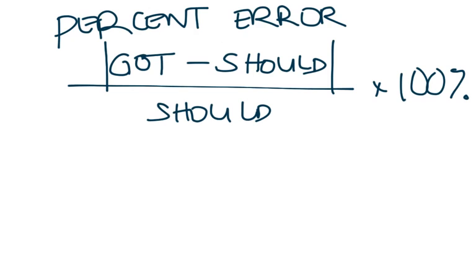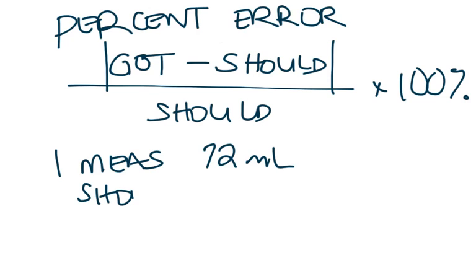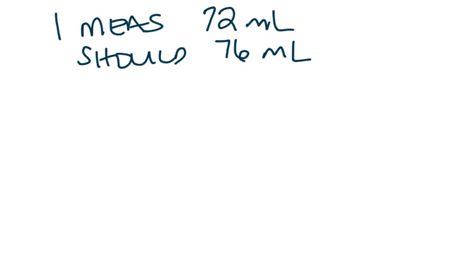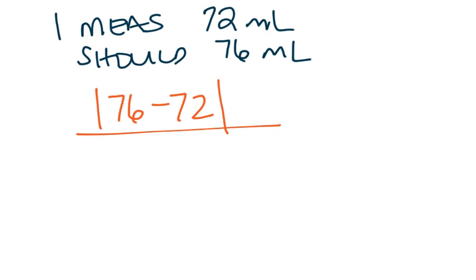So here's how this would work. Let's say I measured something and I got 72 milliliters. I should have gotten 76 milliliters, and I want to know what my percent error is. So when I plug it into my formula, I'm going to have the absolute value of 76 minus 72. Again, I can write 72 minus 76. It doesn't matter. It's big minus little because it's an absolute value. I'm going to divide that by what I should have gotten, which is 76. And then I'm going to multiply it times 100% to make it a percentage.